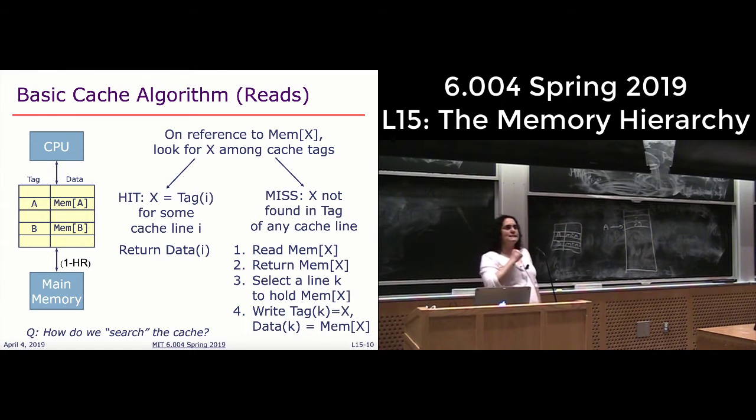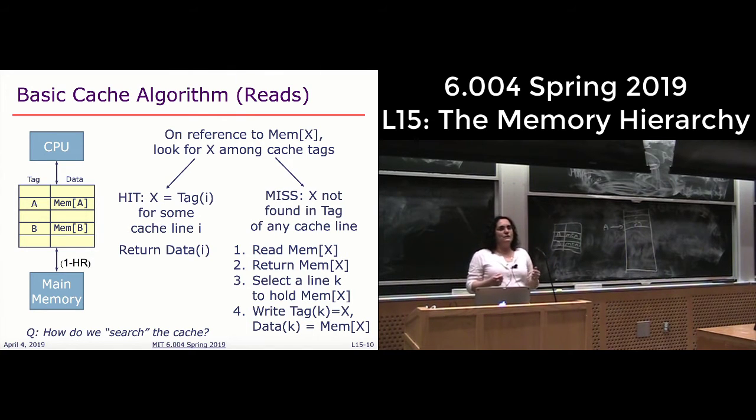Now what about if I have a miss? If I have a miss, that means that none of my tags match this address X, which I wanted to access. So what does this mean? This means that X is not actually in my cache, so I have to go and fetch it from memory. When I go and fetch from memory, there's a number of things I need to do. The first thing is I need to read that location, memory of address X, from main memory. I need to return the value of memory of X to the CPU. And in addition, remember that I want to bring that value into my cache so that if I was to access it again, next time I would get a hit.